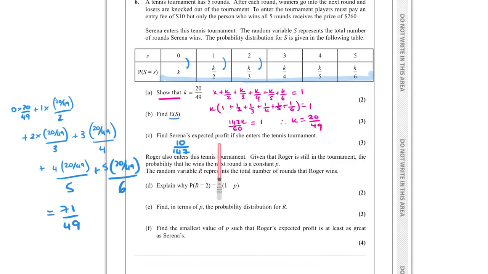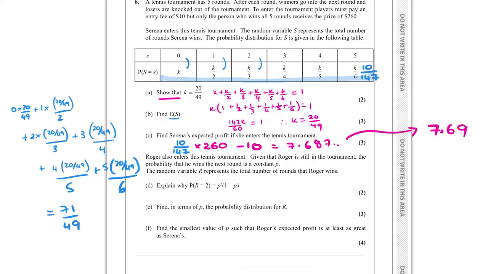Right? And her expected profit, we need to multiply this by 260, because that's the prize we get. And then remember, it cost her £10, so minus 10. So times 260 minus 10, her expected profit is 7.687. But when we're dealing with money, 2 decimal places, 7.69.